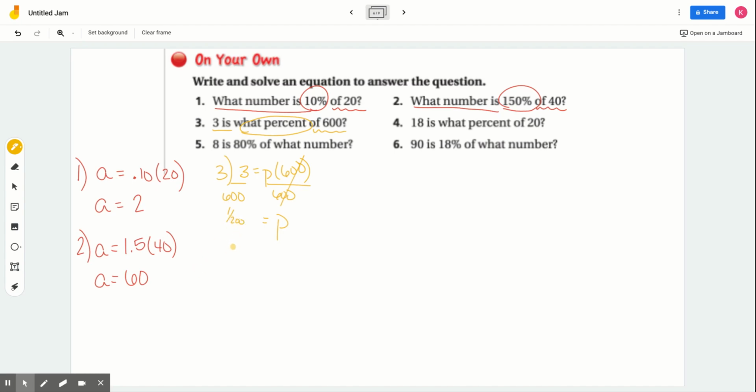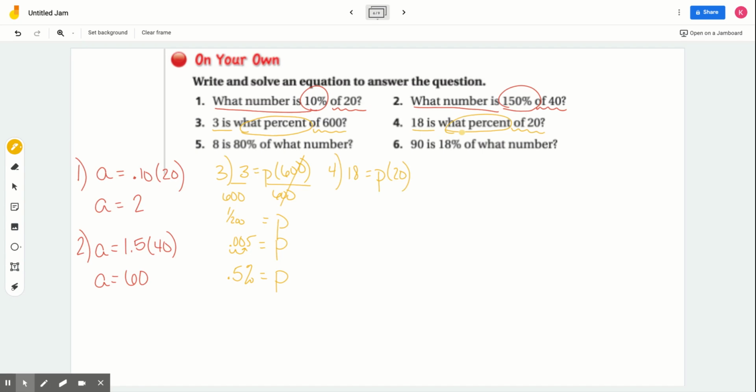or 0.005. Now, we're finding the percent. So 0.005 is a decimal. We need our answer to be a percent. So remember that we can take this decimal and move it 2 times to the right to get our answer of 0.5%. Now, go ahead and try number 4 on your own.